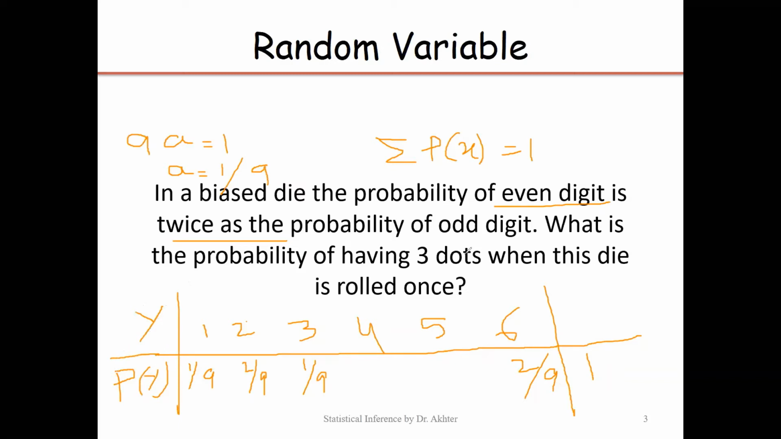But over this slide, you have to compute only one probability, and that probability is the probability of having 3 dots. It means the answer of this is only this probability of 3 dots. Probability of 3 dots can be represented by probability X is equal to 3. And probability X is equal to 3 is equal to 1 over 9.